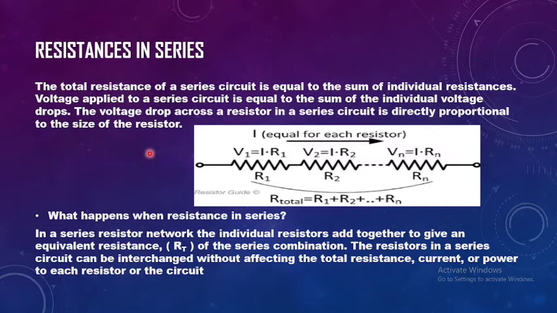In a series resistor network, the individual resistors add together to give an equivalent resistance, or RT, of the series combination. The resistors in a series circuit can be interchanged without affecting the total resistance, the current or power to each resistor or the circuit. So, if we need to find the total resistance for this circuit, just add the resistance 1, 2, and 3, and so on. So in series, we have equal current for each resistor.